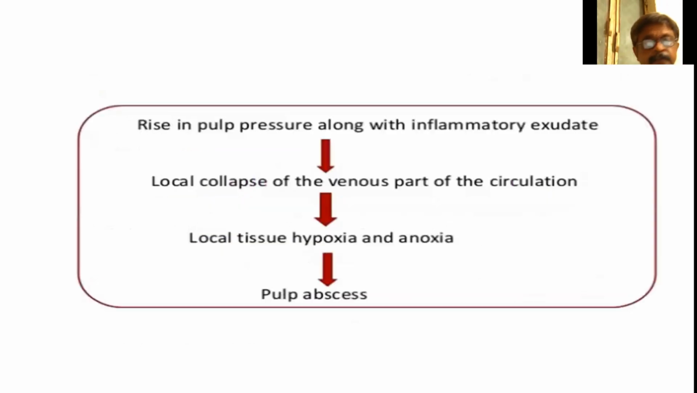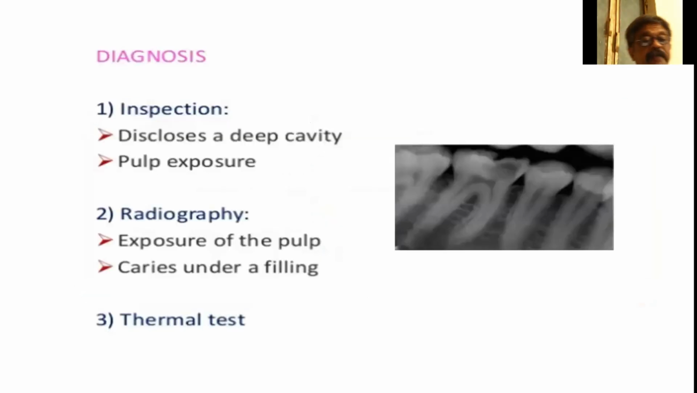So this is a chart representing all this. Rise in the pulpal pressure along with the inflammatory exudate, then the local collapse of various venous parts of the circulation, then local tissue hypoxia. Hypoxia is a decreased oxygen supply to a particular organ or tissue, or anoxia, then finally leading to the pulp abscess. The diagnosis, every part, first thing is inspection, very important part.